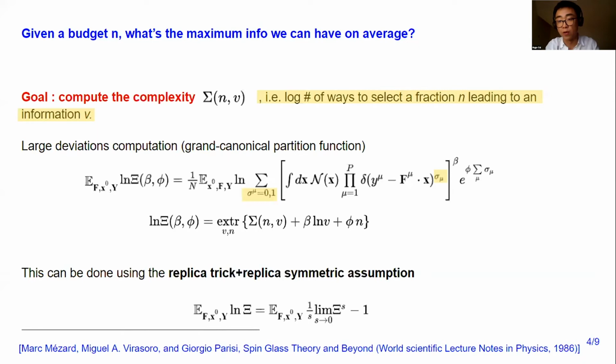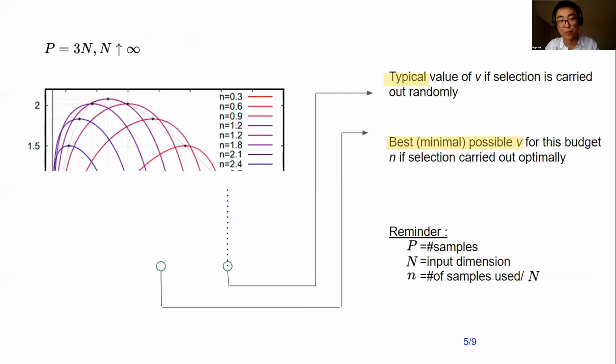I'll just be very brief. We set up a large deviations computation. Physicists call it a grand canonical potential function computation. And you do this using the replica trick from statistical physics under its replica symmetric form. I'm moving on to the results.